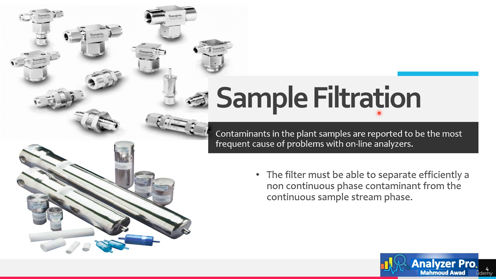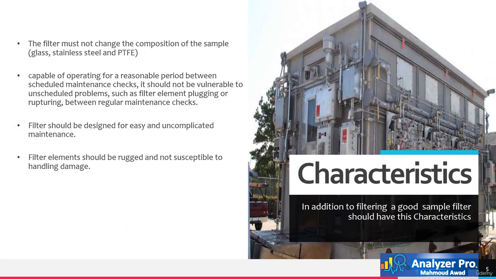Sample filtration. Contaminants in the plant samples are reported to be the most frequent cause of problems with online analyzers. The filter must be able to separate efficiently a non-continuous phase contaminant from the continuous sample stream phase. In addition to filtering, a good sample filter should have these characteristics.